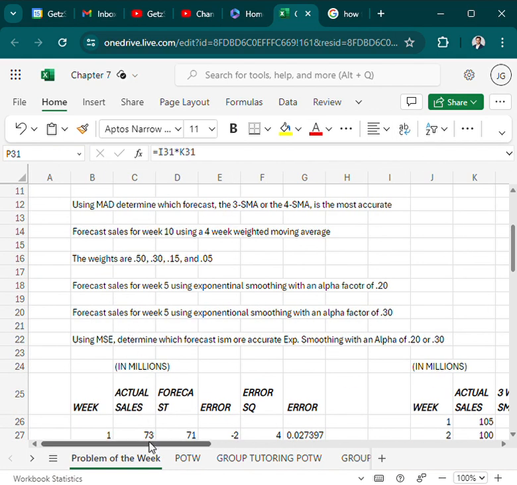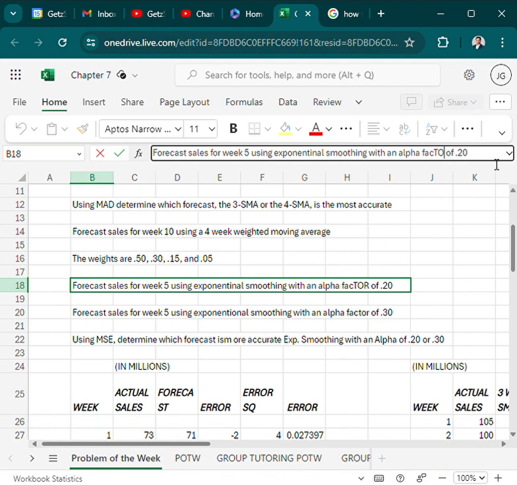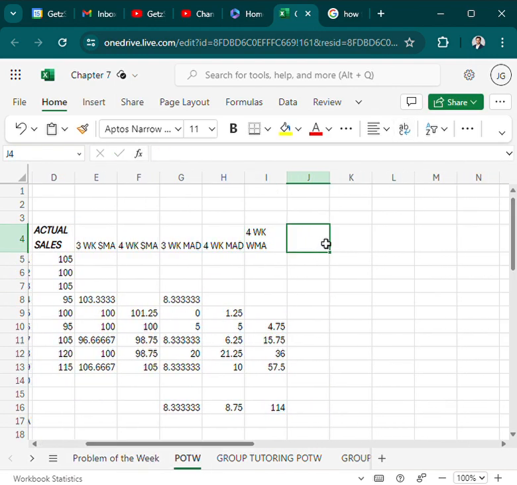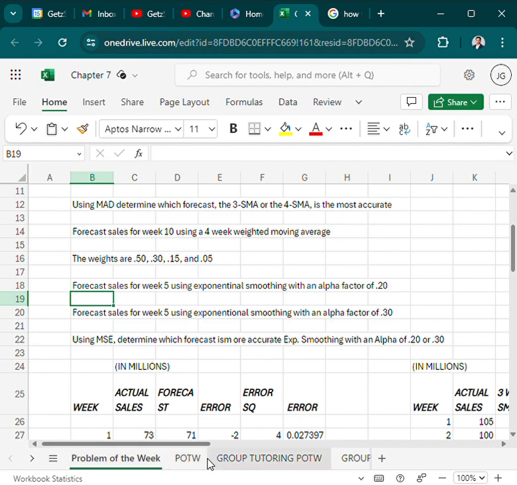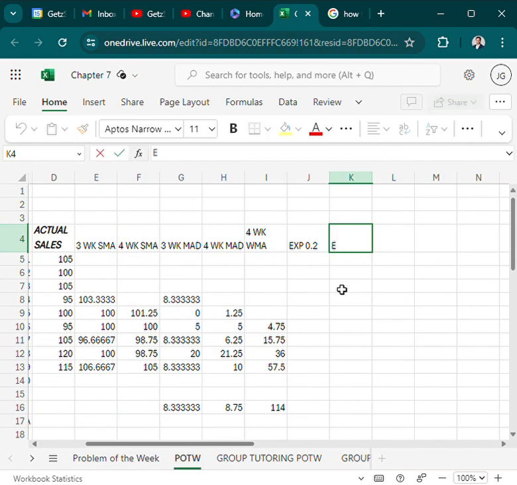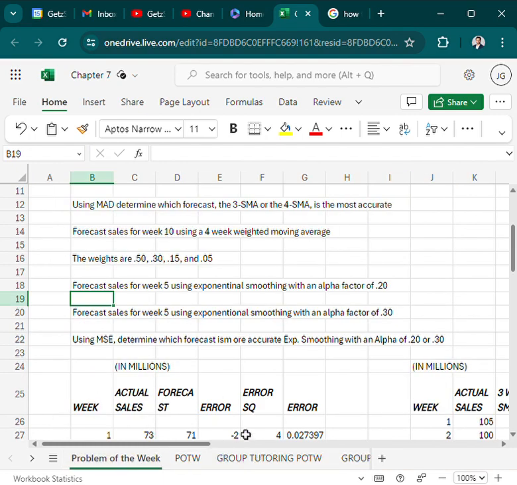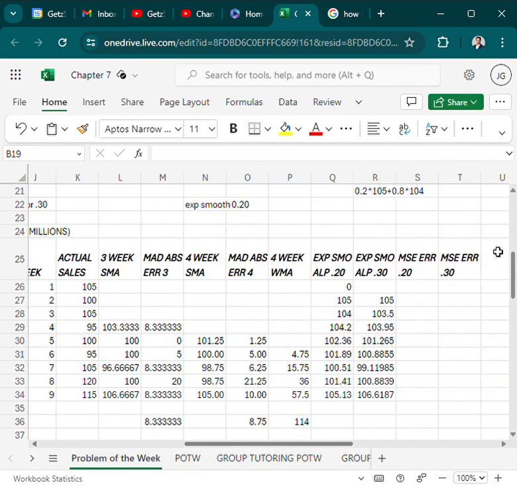Next, they are asking us to forecast sales for week 5 using exponential smoothing with an alpha factor of 0.20. So let's set up a column in our graph here called EXP 0.2. And then we have EXP 0.3, okay?